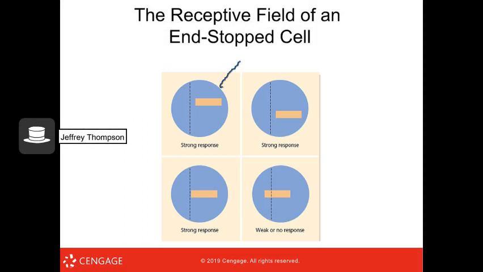So these all have a strong response, but once that bar crosses this end stop, then there's a weak or no response.